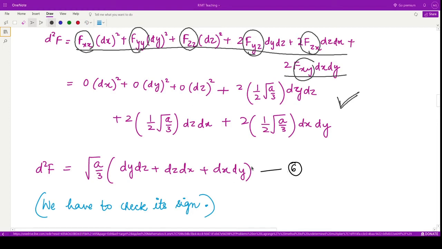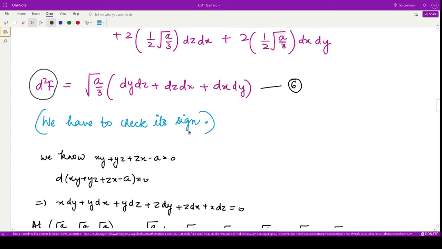Now, in order to determine whether we have a maximum or a minimum value, we'll find out the sign of d2f. For calculating the sign of d2f, we'll either make them into perfect squares so that they are always positive, or we'll have some negative sign so that it is always negative. So for that, we are using the constraint equation. This is the constraint equation. We are taking its derivative, and its derivative comes out to be this.